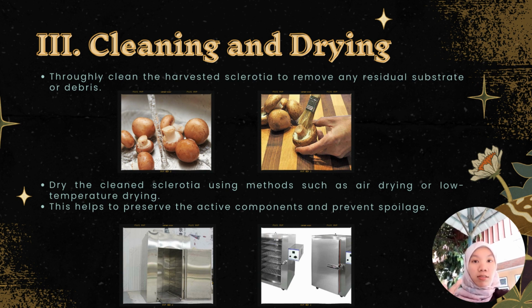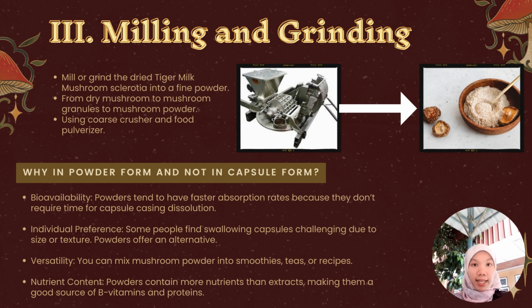The machine dries the mushroom using the circulating hot air, which the temperature can be controlled depending on the wetness of the mushrooms. The low temperature is very important as it helps preserve the active components in the mushrooms that is sensitive to high heat. It also helps in preventing the spoilage. Okay, next we have milling and the grinding of the tiger milk mushroom sclerotia.